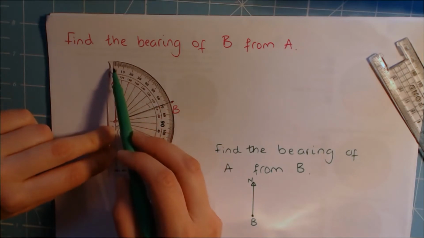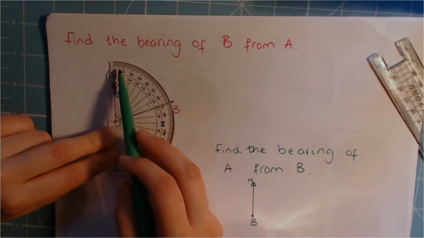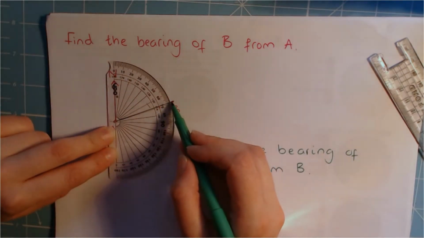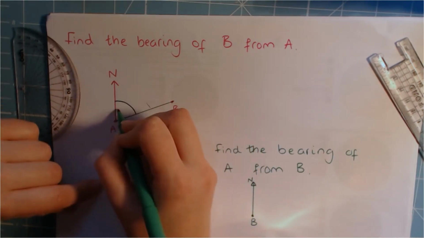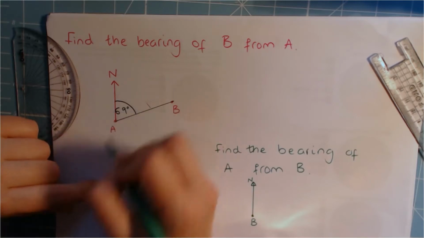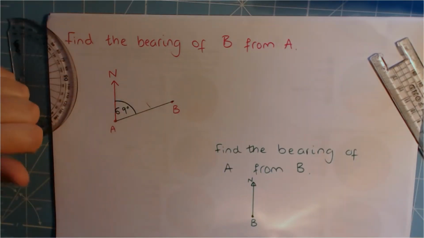So we're starting on the outside scale all the way around here, which is actually 69 degrees. Okay, I thought I'd got a nice round 70, but I must have mislabeled it. So 69 degrees, that's your bearing, okay? That's the answer to the question.